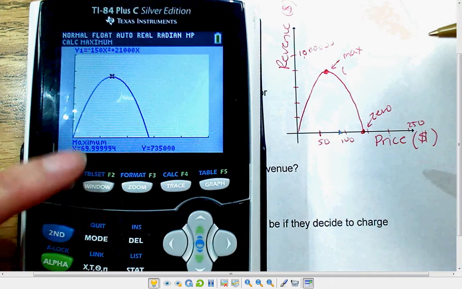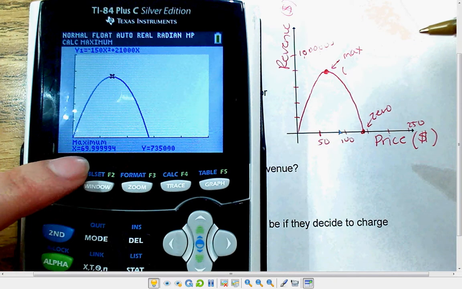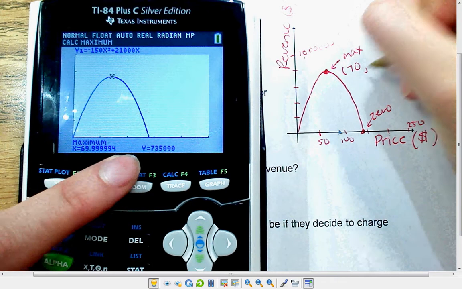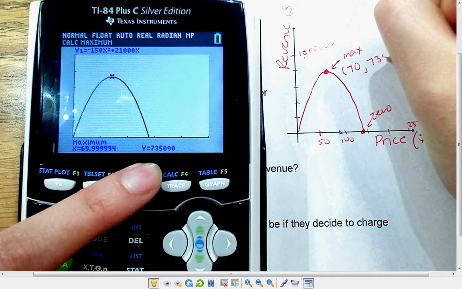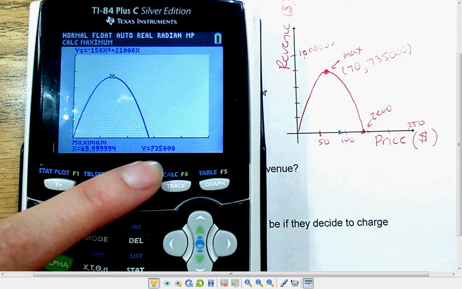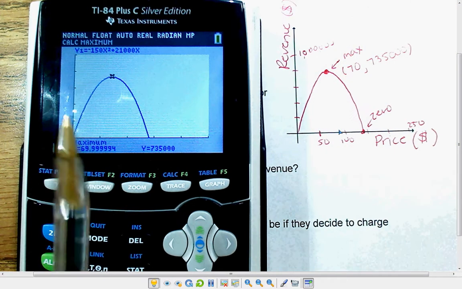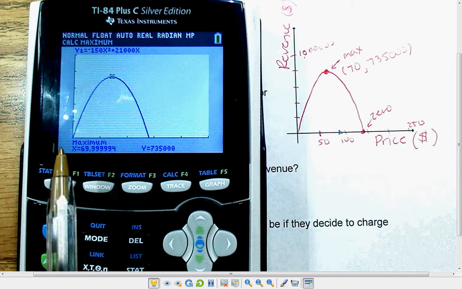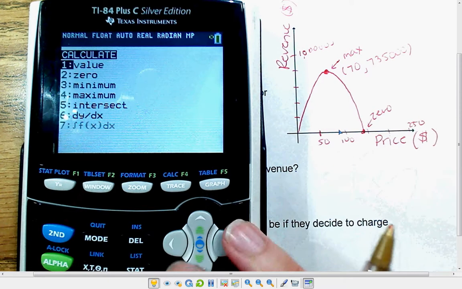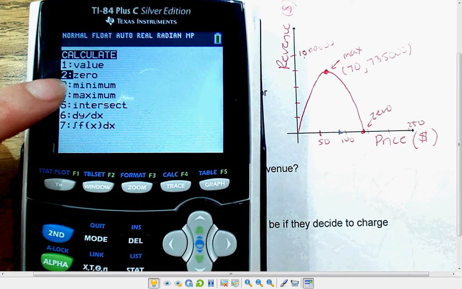This is a point, so we're going to write down both the x and the y. 69.9999 can round up to 70, and our y value is 735,000. So that's our maximum point. Again, be careful, it should say the word maximum for it to be your final answer, otherwise you probably haven't pressed enter enough. Okay, we're going to do the same thing for 0. So second trace, now we're going to go down to number 2 for 0.